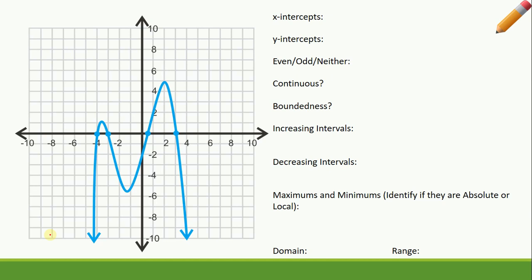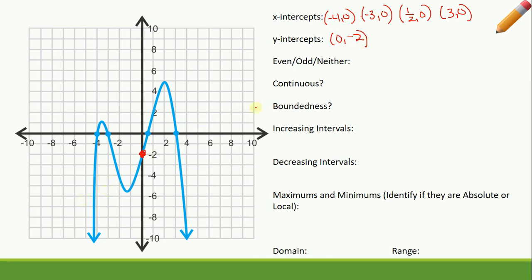So, x-intercepts, where are you crossing your x-axis? Looks like I'm crossing at -4, 0, -3, 0. Oh, this guy's like in the middle. Let's go a half. And then I'm also at 3, 0. Y-intercept is right here at -2, so that'd be 0, -2.